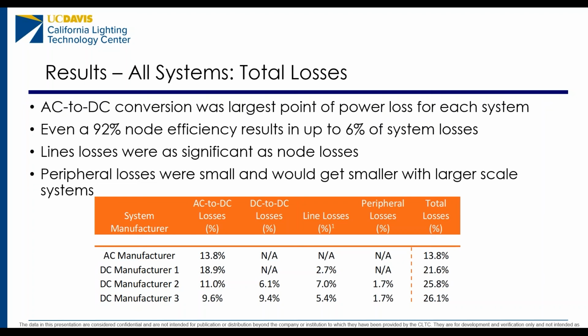Additionally, line losses were as significant, if not more significant, than node losses. And the peripheral losses, however, were less than 2% and would be even smaller for a larger capacity system, as you wouldn't need to have another gateway or another computer to run a 2000 watt system, for example.